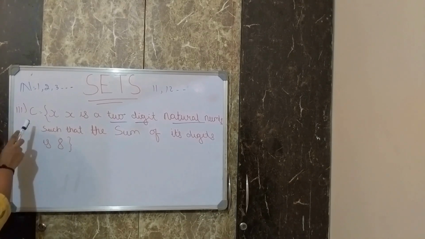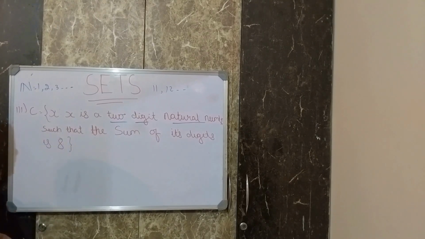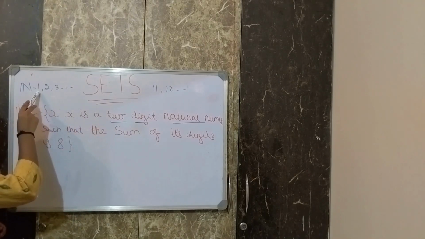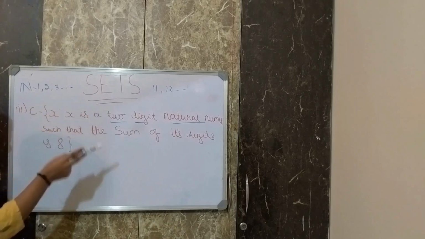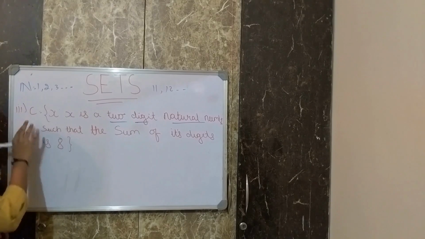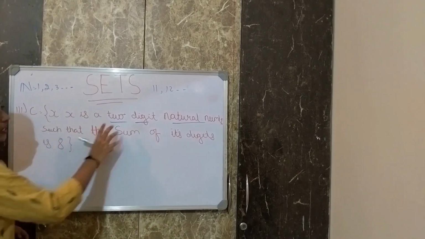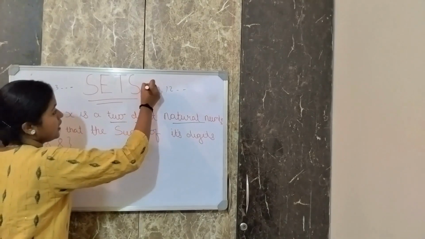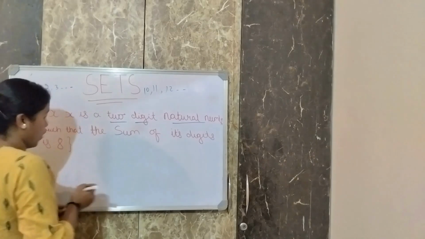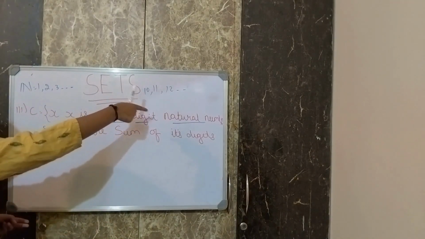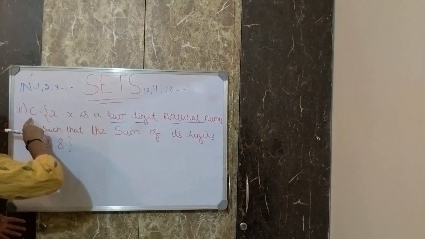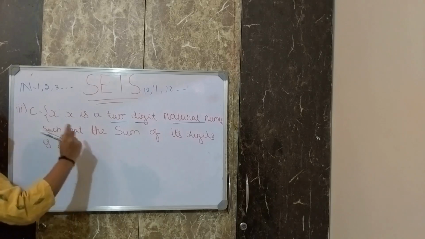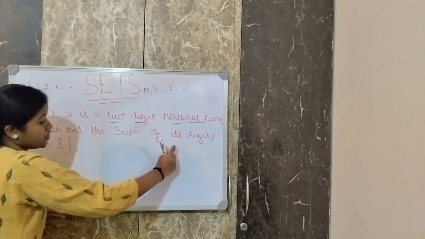They have given that set C equal to x such that x is a 2-digit natural number such that the sum of its digits is 8. So we know that natural numbers start from 1. It keeps on going 1, 2, 3 and so on, right? So this set contains 2-digit natural numbers. 2-digit natural numbers start from 10, right? So 10, 11, 12 and so on. So which are those 2-digit numbers which are the elements of this set? The sum of the 2 digits should be 8.